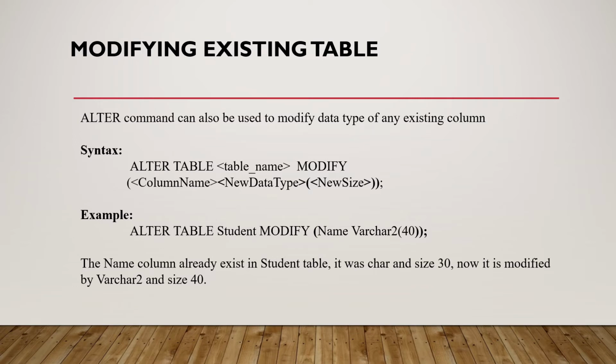Here alter table and modify are keywords. Student is the name of the table and name is the column name. Varchar 2 is the data type and 40 is the size of the name column. Already we have the name column in the existing table with size 30 and data type char. Now it is modified to varchar 2 and size 40.